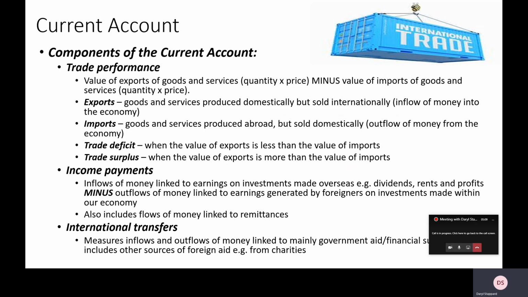The next section of the current account is income payments.